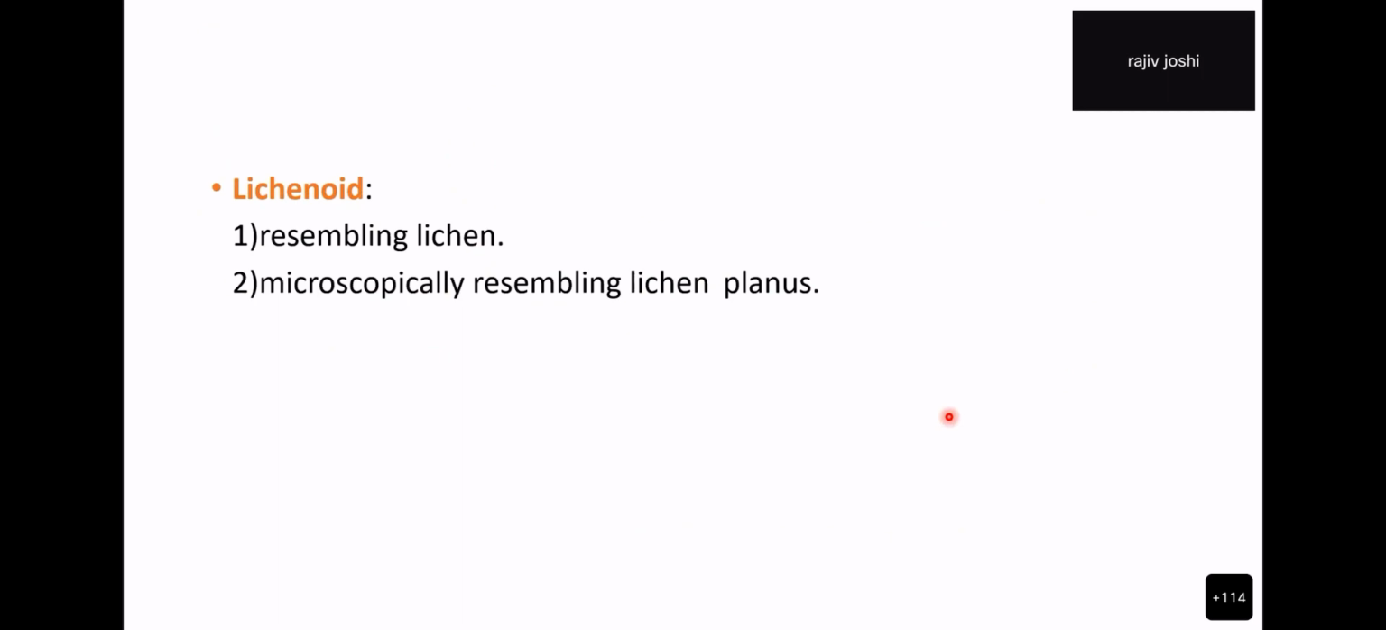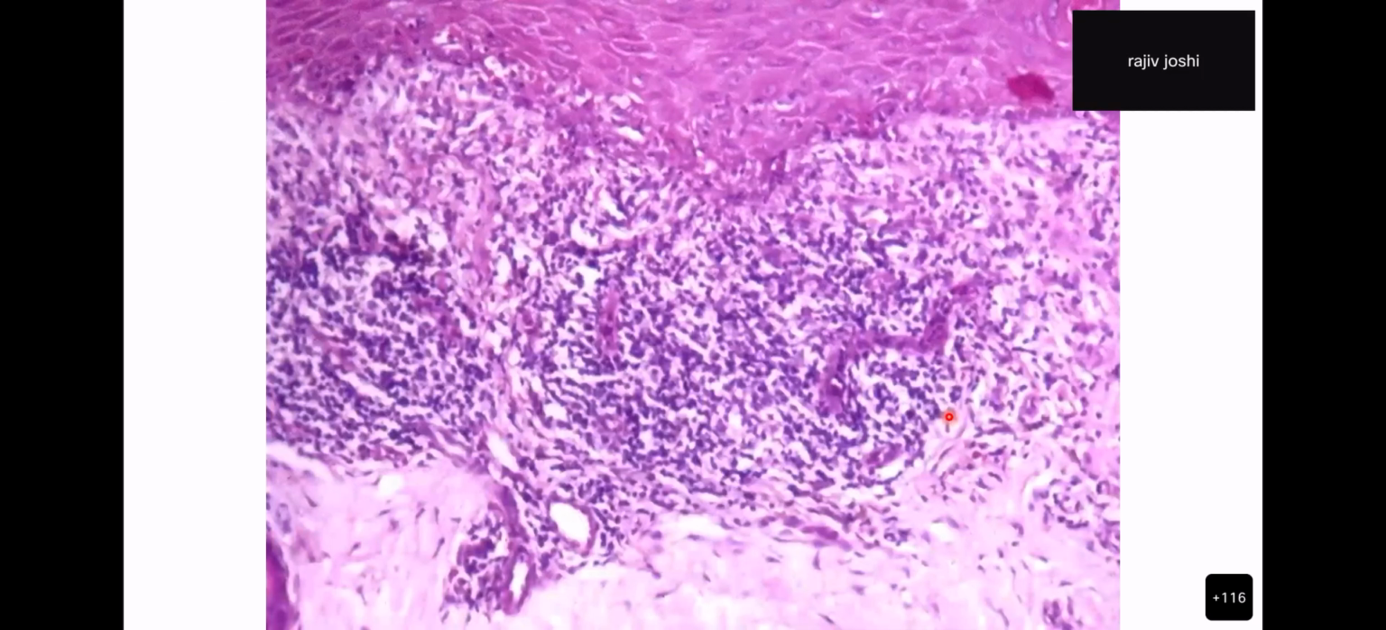So lichenoid means resembling lichens clinically, or microscopically resembling lichen planus, in which case you're talking about a lichenoid infiltrate. Now, what exactly is a lichenoid infiltrate? A lichenoid infiltrate is an infiltrate which is present only in the papillary dermis, technically. If you see these blood vessels, these are the subpapillary. The first day I showed you the diagram of the blood vessels in the skin: you have the superficial plexus and the deep plexus. So this infiltrate is restricted to the papillary dermis, and this is very important. This shows the lower end.